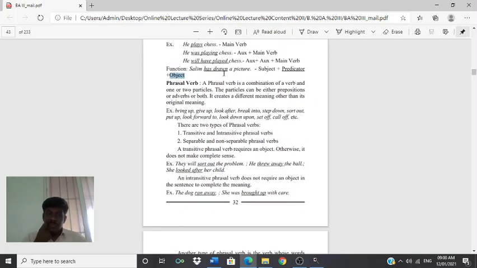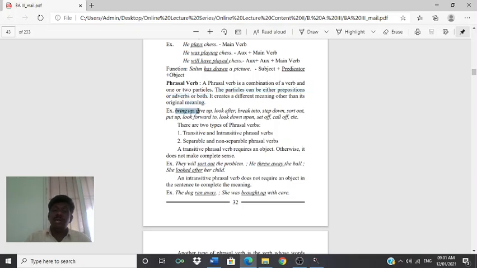Then phrasal verb. Understand the phrasal verb. A phrasal verb is a combination of a verb and one or two particles. The particles can be either prepositions or adverbs or both, दोन्ही असू शकतं. So it creates a different meaning other than its original meaning.